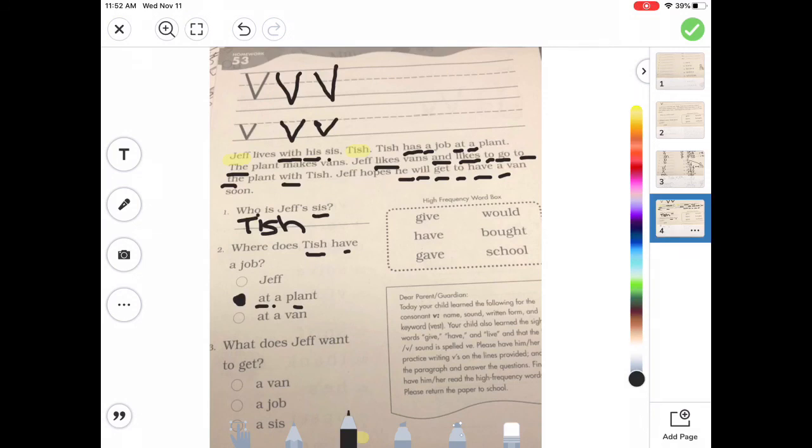And what does Jeff want to get? A van, a job, or a sis? He wants a van, doesn't he?